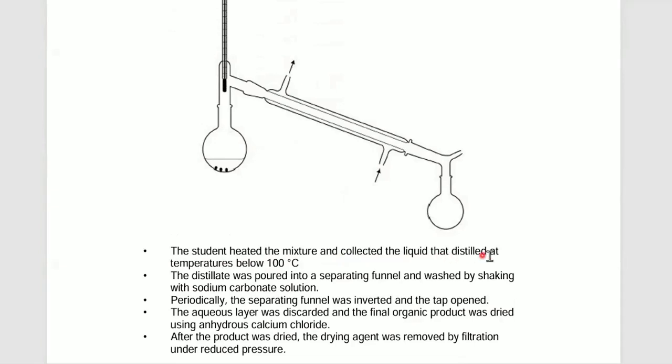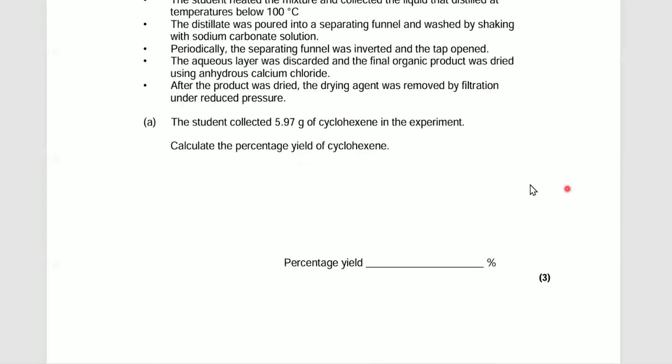The student heated the mixture and collected the liquid that distilled at temperatures below 100 degrees. The distillate was poured into a separating funnel and washed by shaking with sodium carbonate solution. Periodically, the separating funnel was inverted and the tap opened. The aqueous layer was discarded and the final organic product was dried using anhydrous calcium chloride. After the product was dried, the drying agent was removed by filtration under reduced pressure. The student collected 5.97 grams of cyclohexene in the experiment. Calculate the percentage yield. So we just have to remember that there was 5.97 grams of cyclohexene produced.